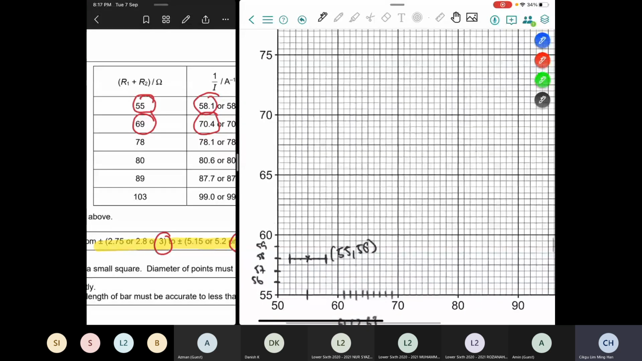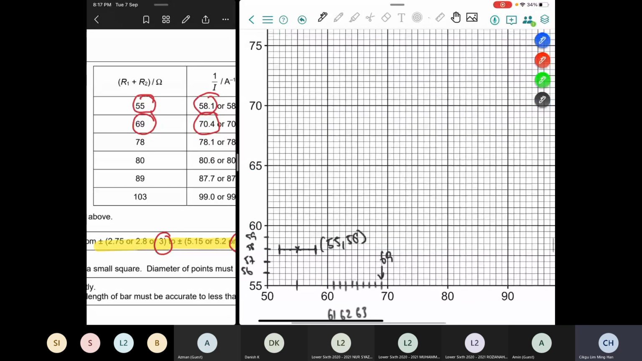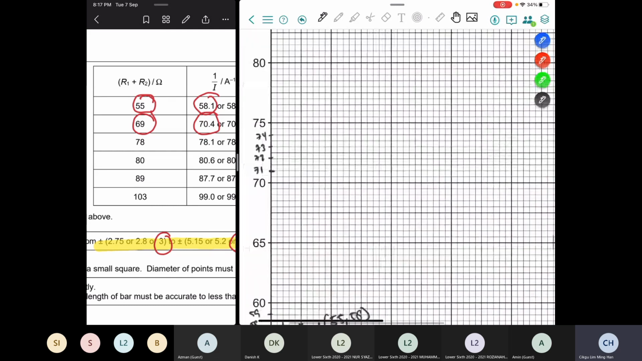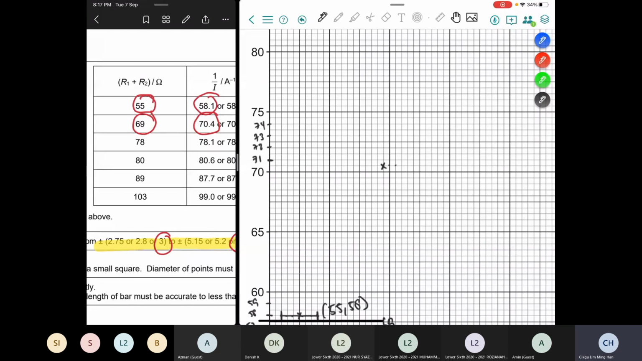And then we have another one, 69. This is 69 here. And then we have 70.4. Now 70.4 is actually doable, because 71, 72, 73, and then this one is 74. So for 70.4, you actually can get 70.5. So 70.5 will be here. I remember the error bar is 3 boxes also, so 1, 2, 3, 3 boxes. So it will be like this, yeah.